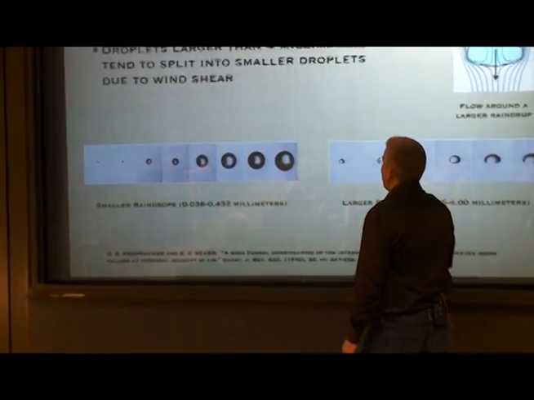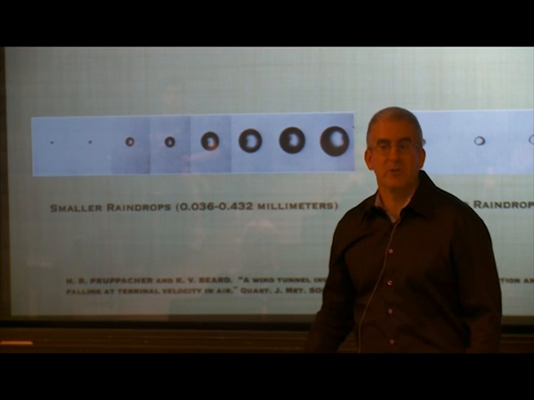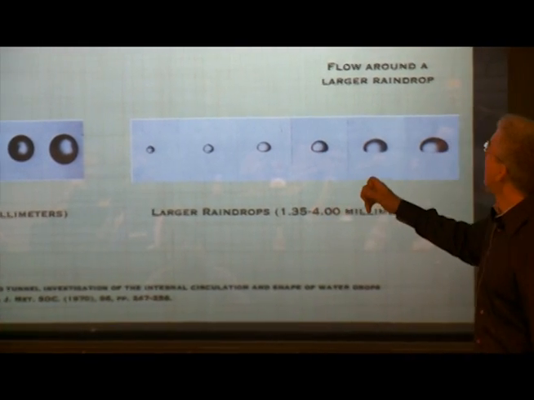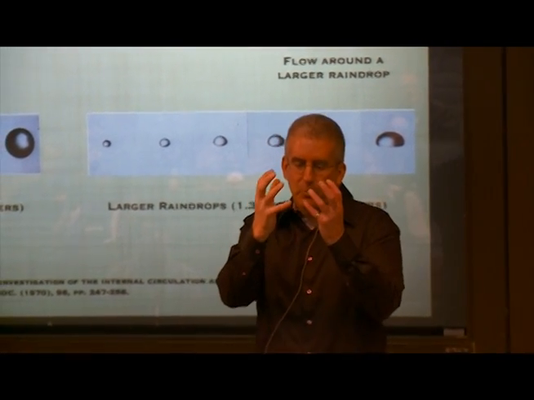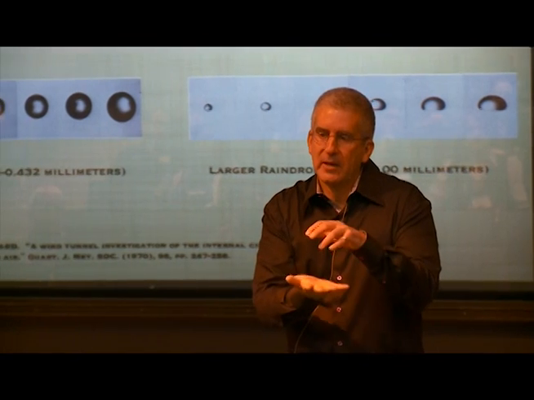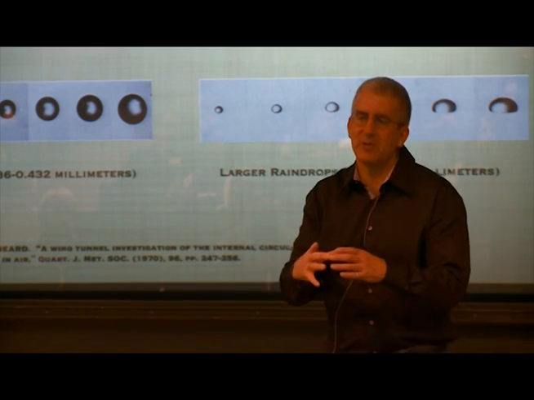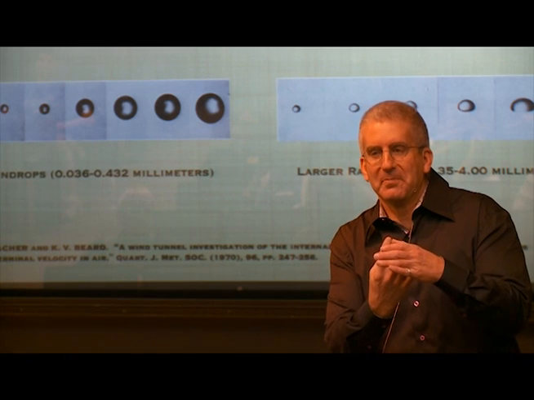Here are some small ones, and small raindrops are perfectly spherical pretty much. Here are some larger ones. These are between 1 and 4 millimeters. What I want to point out is that as the raindrops get larger, because of wind resistance, wind shear as they go down, the bottom flattens. Something really interesting happens. They get to a width of about 4 millimeters, half a centimeter, I think. And you get a dimple on the bottom.